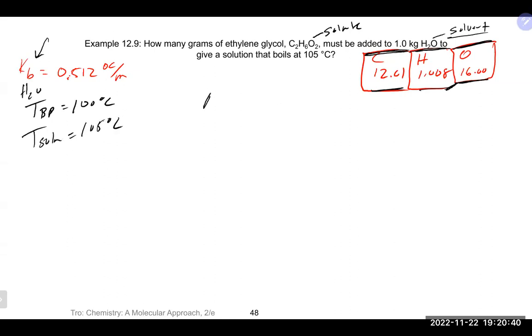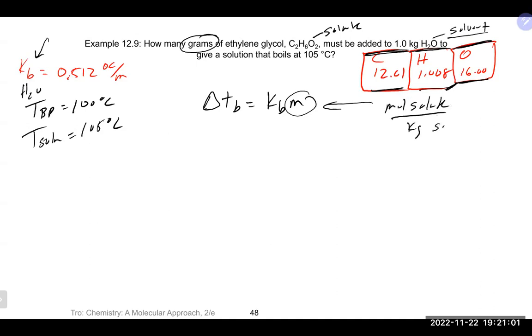So we can think of our boiling point formula, which is our change of boiling point temperature equals our KB times our molality. Now, in this case, we ultimately want to figure out how many grams of our solute, and that is going to be actually tied up in our molality, which is the moles of solute over kilograms of solvent. So that's really where the moles of the solute is going to come from so that we can get to grams of the solute.